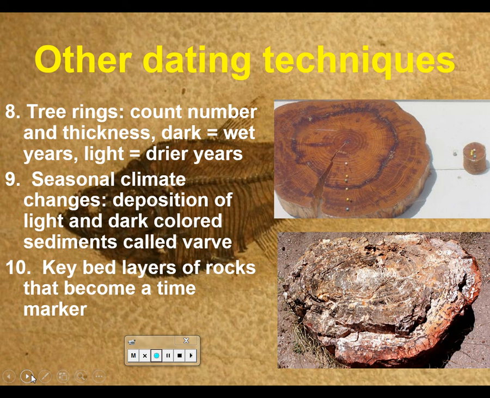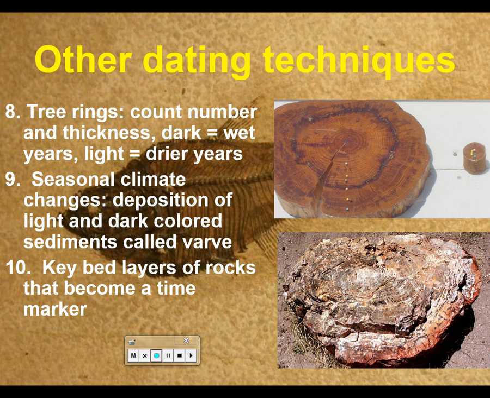Okay, there's some other dating techniques that can be done, and notice they are not in yellow. Just kind of keep them in the back of your mind. I'm not going to test you on them. There's the tree ring, so I have one to actually show you in class. If you count the number and the thickness of the rings, you can figure out how old that tree was or how long it was growing or alive for.